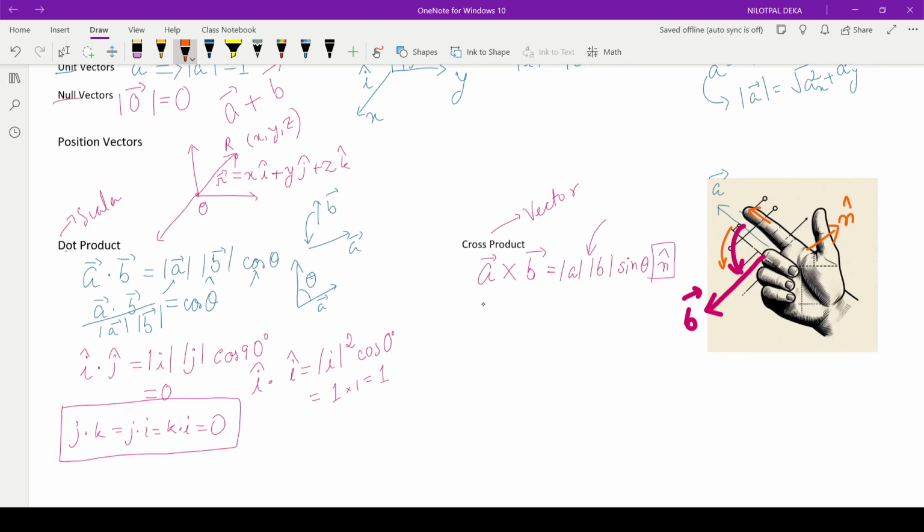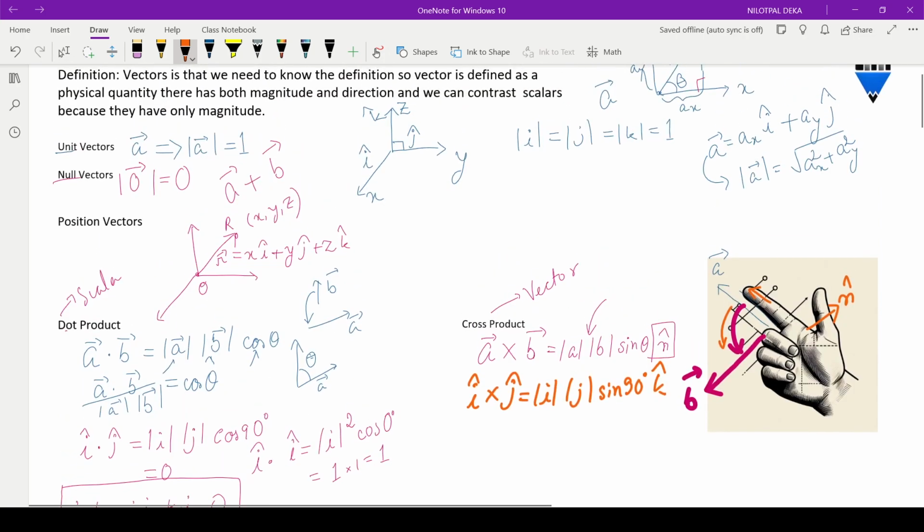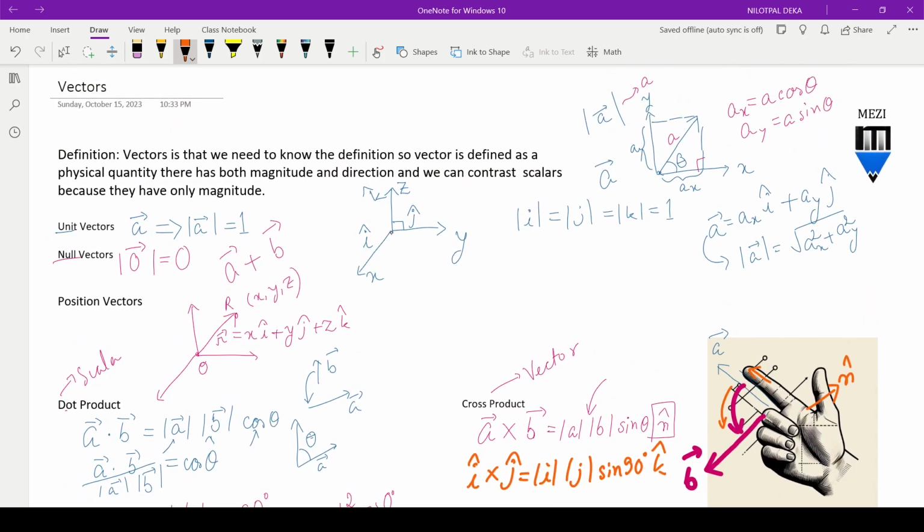Now an important result is that when you have i cap cross j cap, what you will get is modulus of i, modulus of j, sine of, what's the angle between i and j? It's 90 degrees, right? And what is the direction perpendicular to both i and j? It's k cap, right? If you point your right hand towards i and then curl it towards j, then your thumb will point towards k cap. It's perpendicular to both i and j.